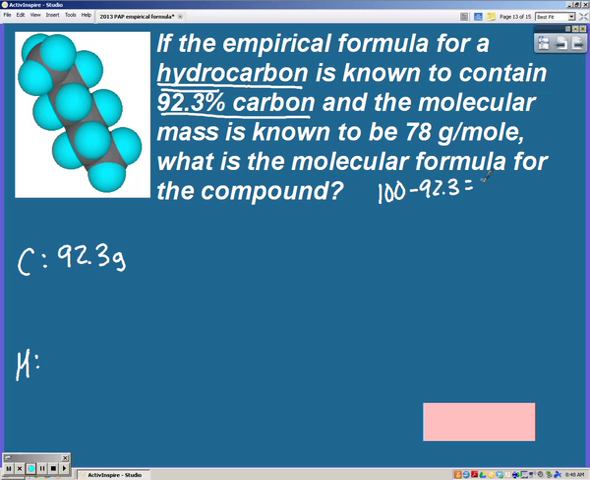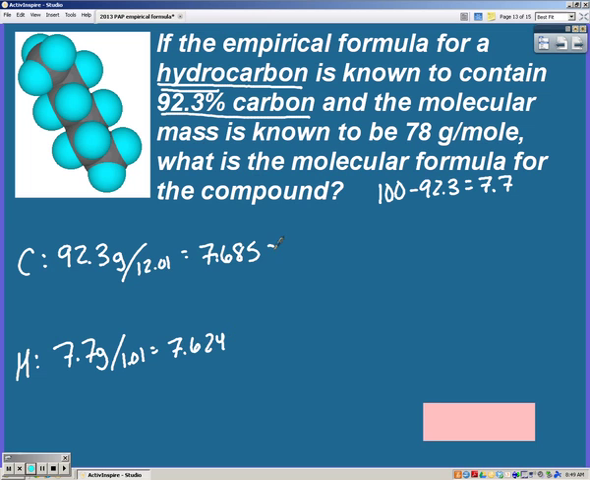Go ahead and pause the video and calculate the rest of the empirical on your own. So we divided by our molar mass, divide by smallest, which in this case is hydrogen, and so we get 1 carbon, 1 hydrogen.